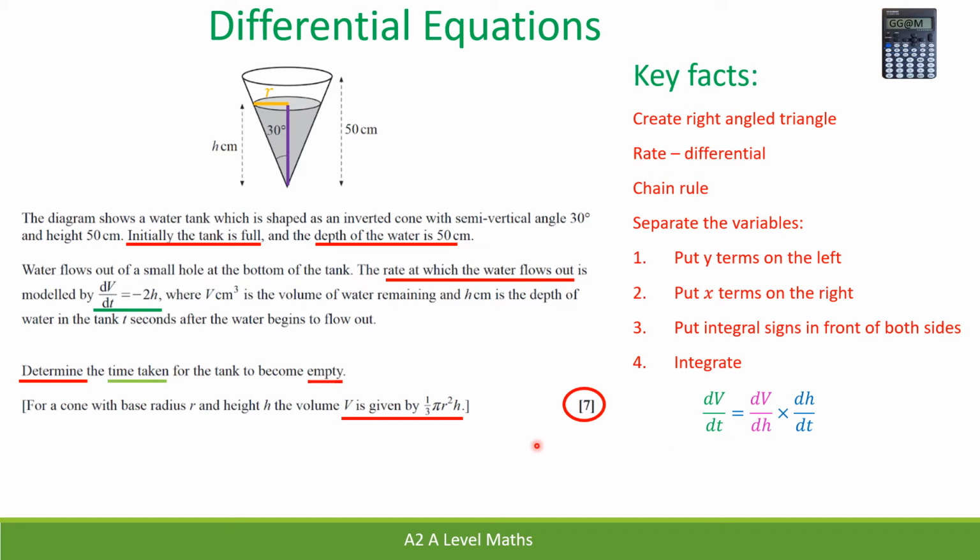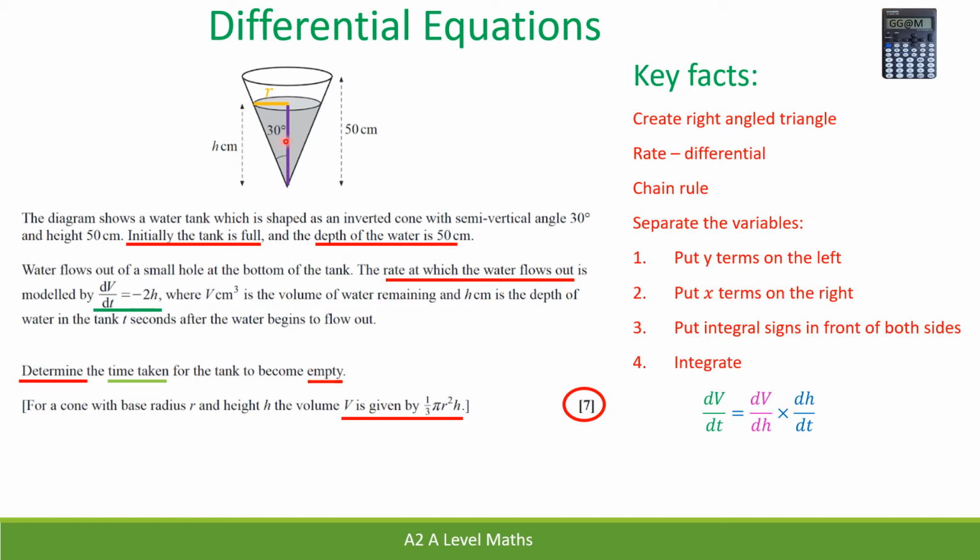I don't want any r's in the expression. So to know what this radius is in relation to h, we need to use right-angled trigonometry. I've got a right-angle triangle here where r is the opposite, the adjacent is h, and the angle is 30. So we're going to be using tan of the angle.